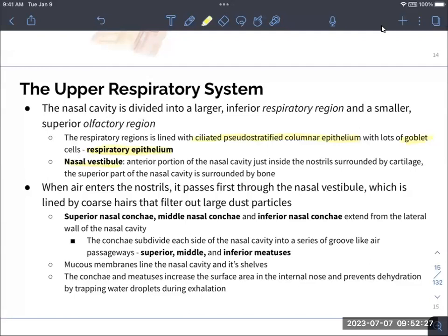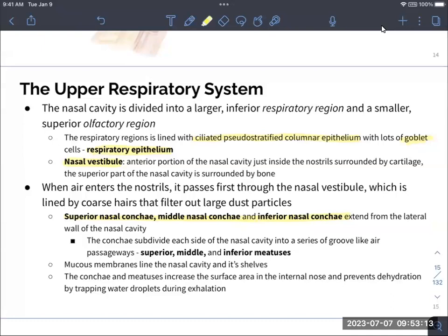That nasal vestibule, again, is that opening just inside of the nose. So when you first breathe in, air is going through that nasal vestibule. There are a lot of hairs in there. Those hairs work to filter out large particles and prevent us from inhaling stuff we shouldn't. We then have the superior nasal concha, middle nasal concha, and inferior nasal concha. Air circulates through those to warm and moisten, or humidify, that air.